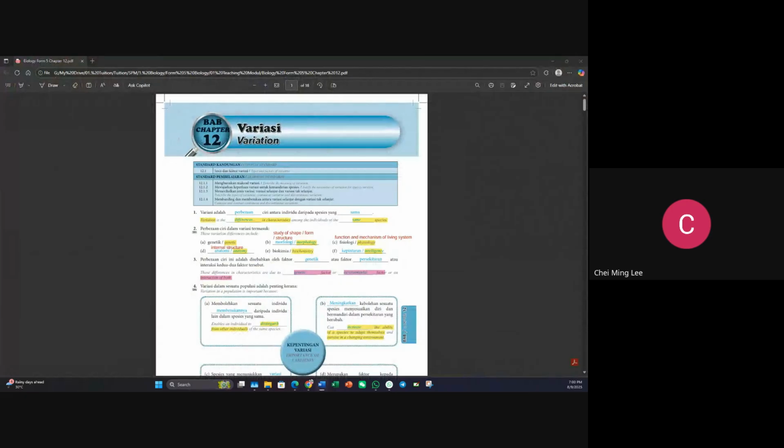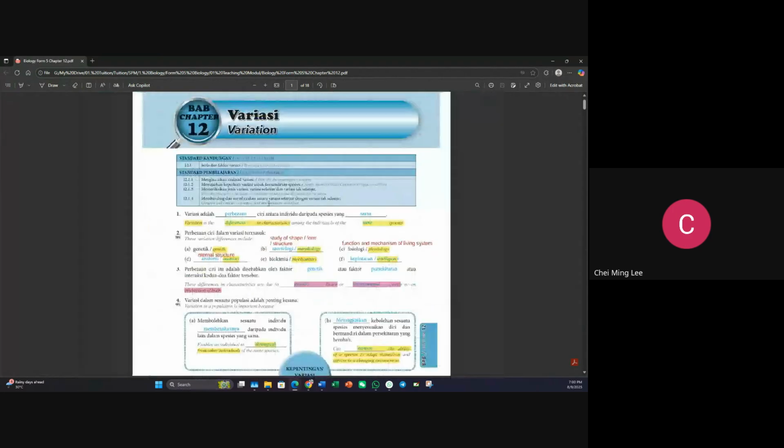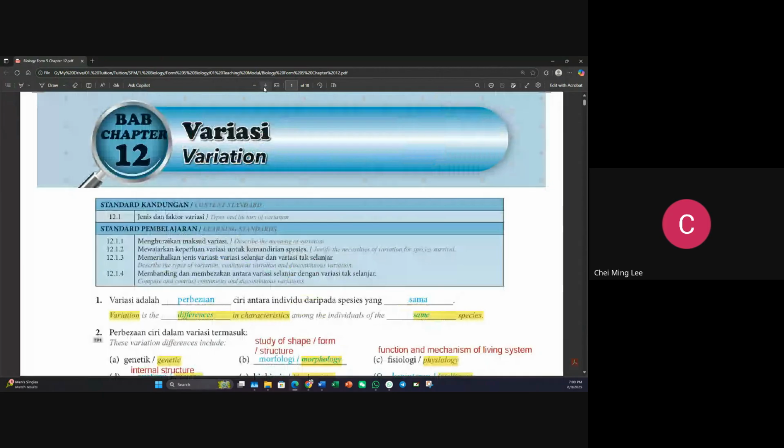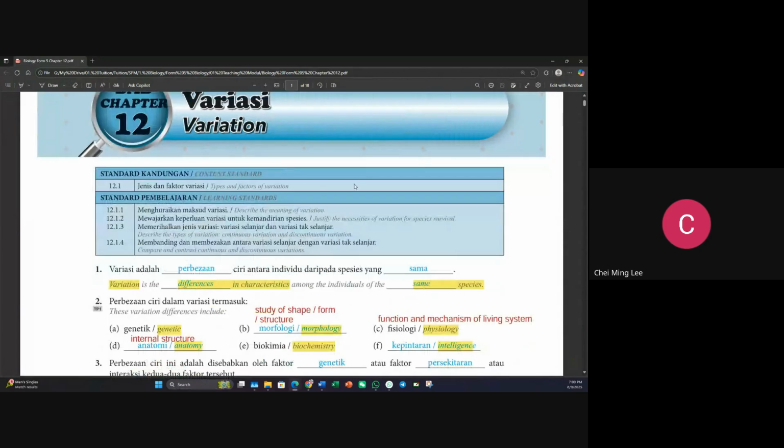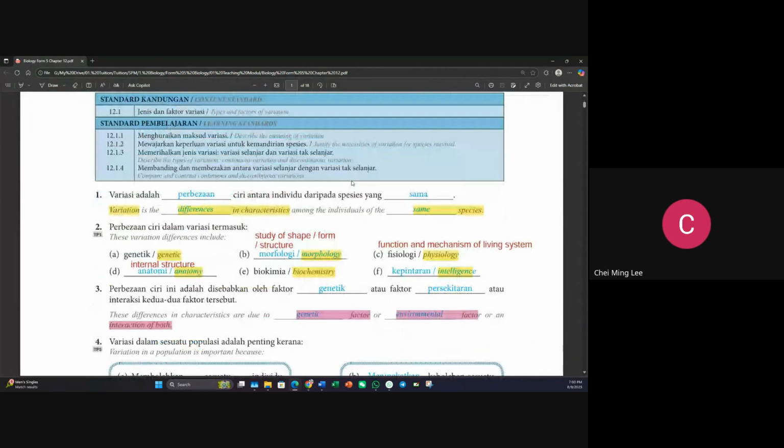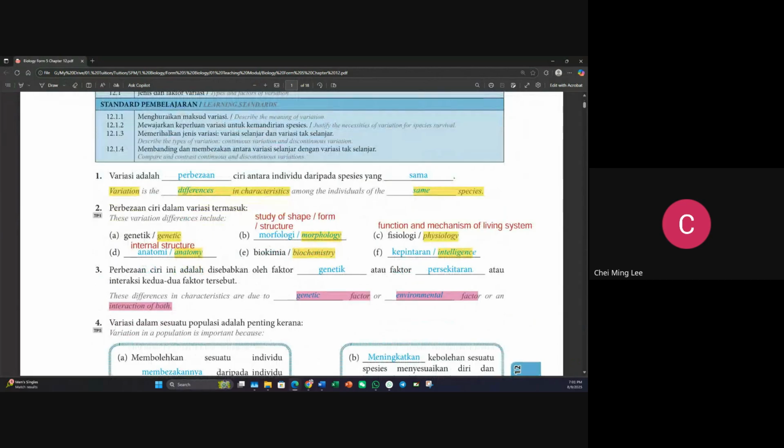Variation. So let's talk about variation. Okay, the types and factors of variation. Variation is a difference in characteristic among the individuals of the same species. Okay, same species, there must be a little difference or sometimes even significant difference between the individuals. For example, even very close in the family tree, you and your brother, you and your sister, normally you will have slight differences in terms of physical outlook.